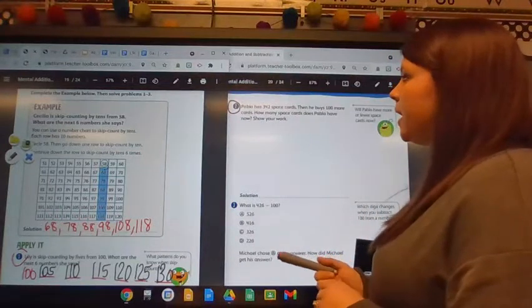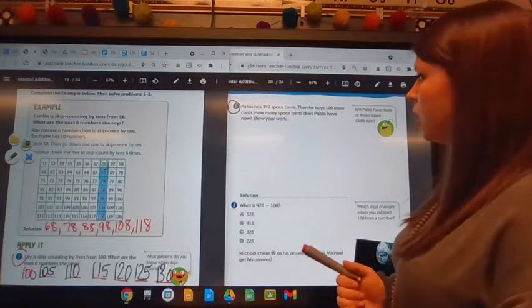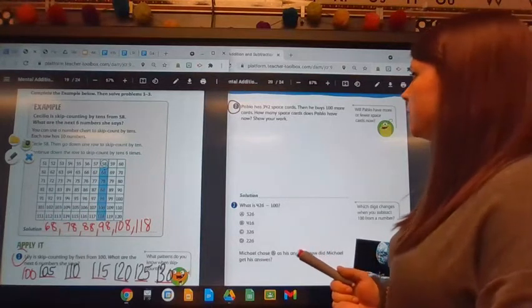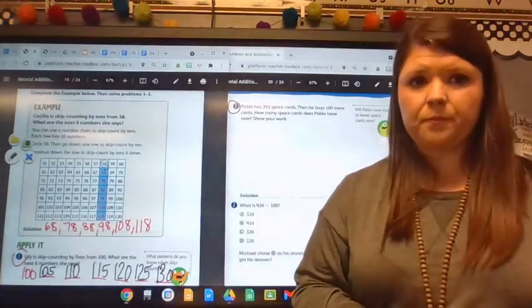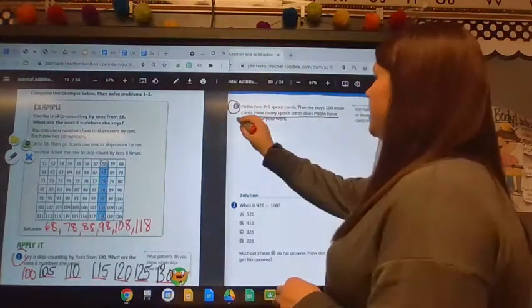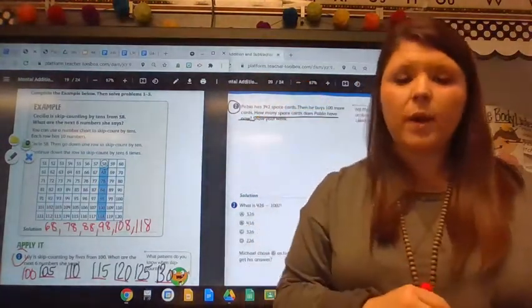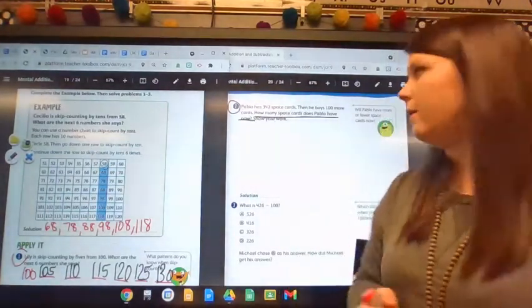Pablo has 342 space cards. Then he buys 100 more cards. How many space cards does Pablo have now? We want to know what? We want to know how many does he have now? That's the question that we're trying to answer. Let's go back and see what information they give us.